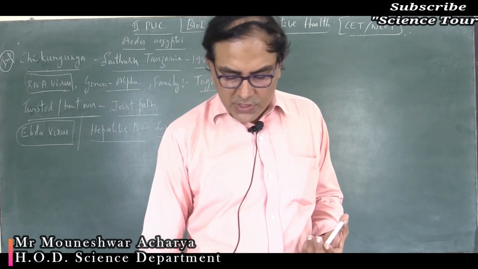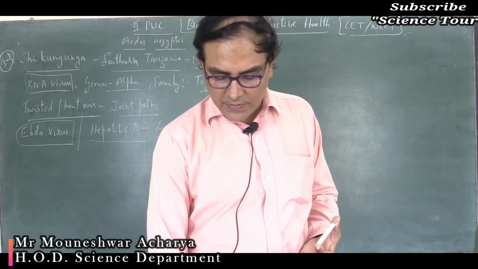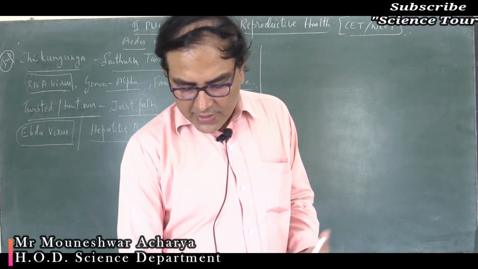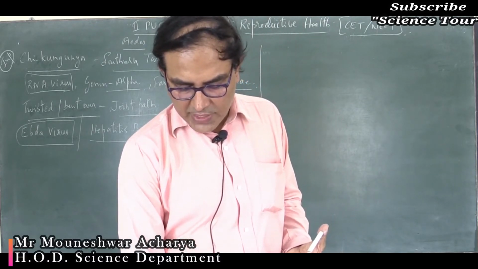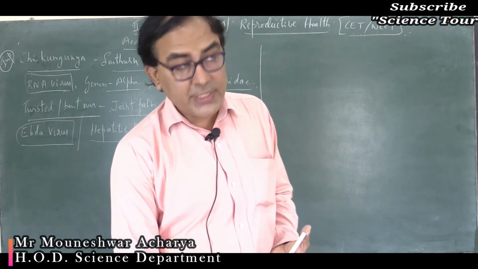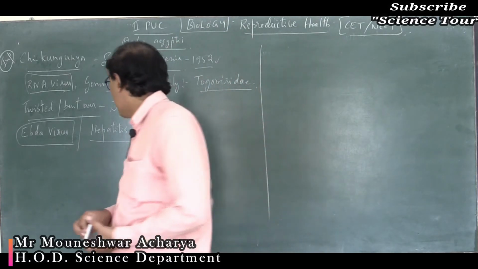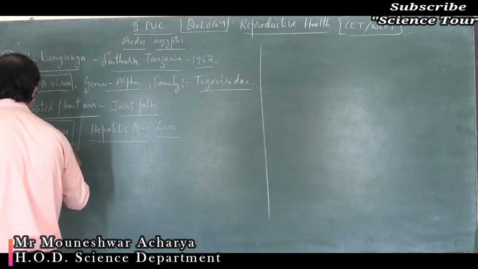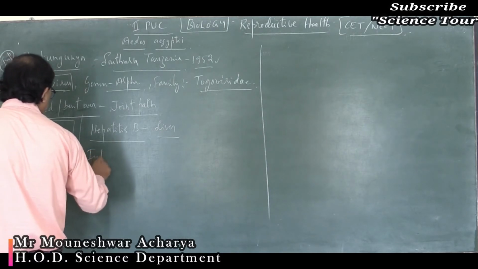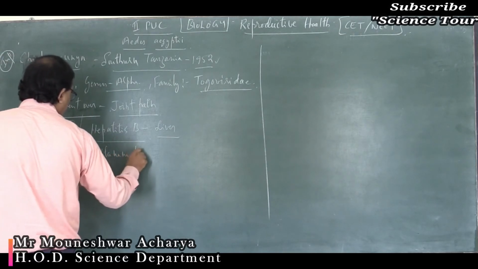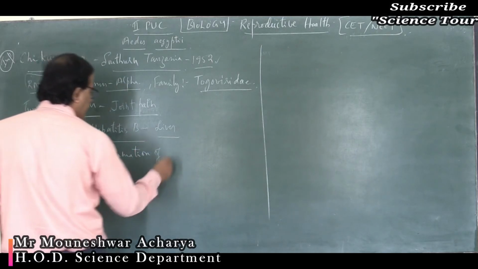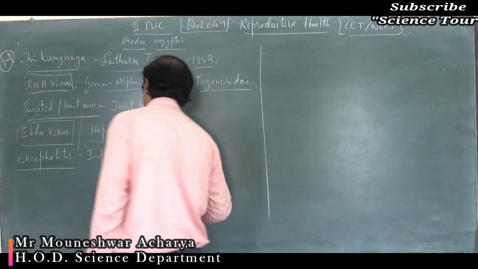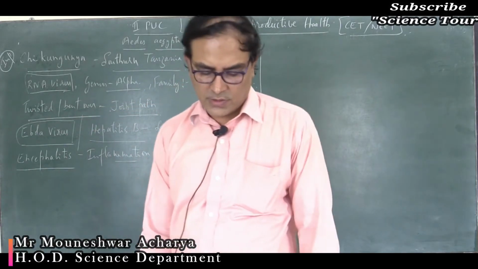Then the fourth option, just see, they have given encephalitis. What is encephalitis? Encephalitis is not an example of a sexually transmitted disease. It is an acute inflammation of the brain. So encephalitis, inflammation of the brain. Inflammation of brain, encephalitis. Note down.